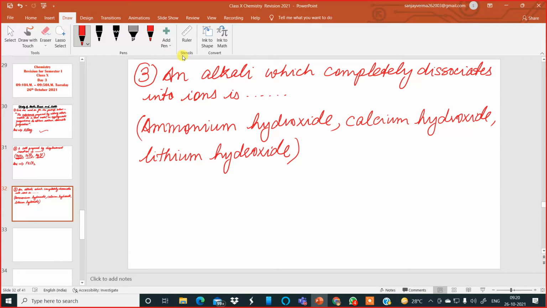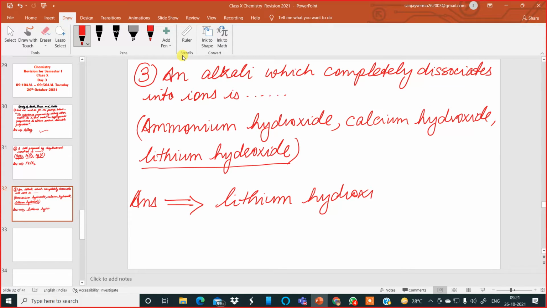So I think lithium hydroxide. Yeah, correct. Your answer is lithium hydroxide because it is a strong base, you can say a strong electrolyte, which will completely dissociate into ions. Correct answer. The answer is lithium hydroxide. Okay, number three is done. Now we'll go to number four.